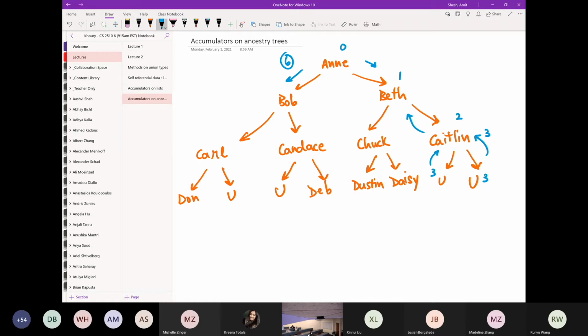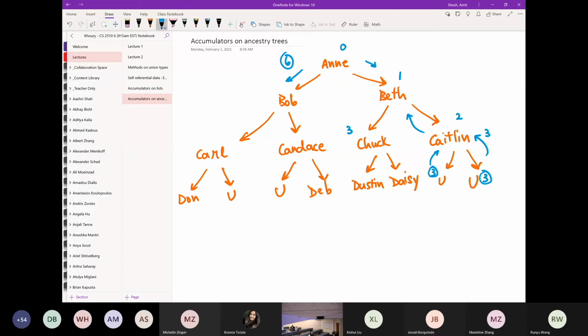Now Beth. Beth is now going to call the method on Chuck. And so how many people have we seen thus far? The number of people we have seen thus far are Anne, Beth, and Caitlin. So 3. Okay. So notice what is the number that gets propagated down to the dad. This number 3 is coming from right here. Right here. Yes. So that's what I'm saying.